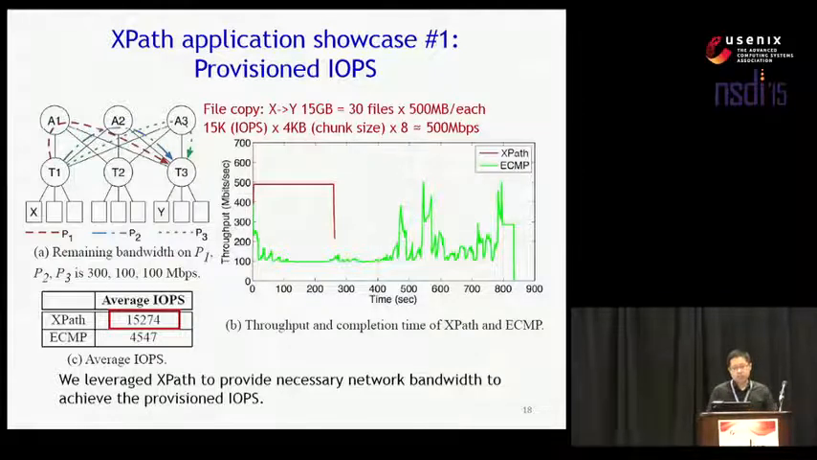In this experiment, we show that with XPath, we can provision the necessary 500 megabit per second bandwidth to ensure the provisioned IOPS. As you can see, with XPath, we can achieve around 15K IOPS, while with ECMP, we only achieve less than 5,000 IOPS. So basically, this is the first example.